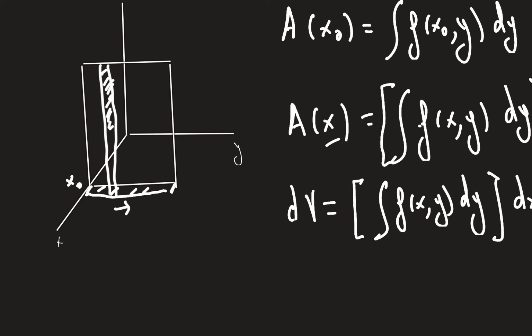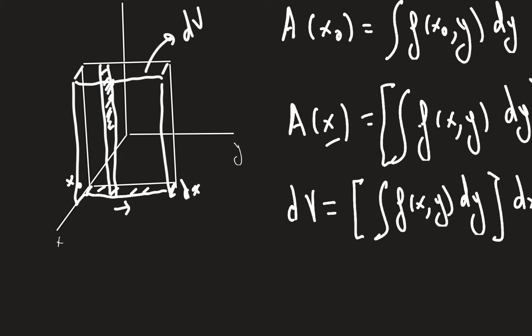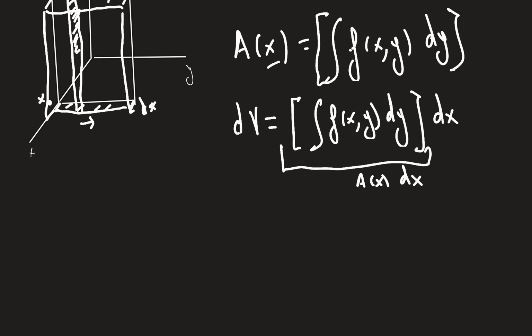And what will be the volume? If I move in the x direction, dx, I generate a small volume. You see the small volume that is here, dV. So dV will be the area that exists at the position x times dx. So what will be the volume? The volume will be the sum of all the small volumes when I move in the x direction.